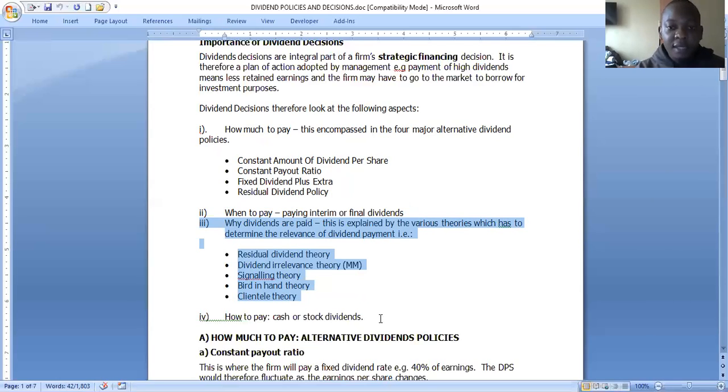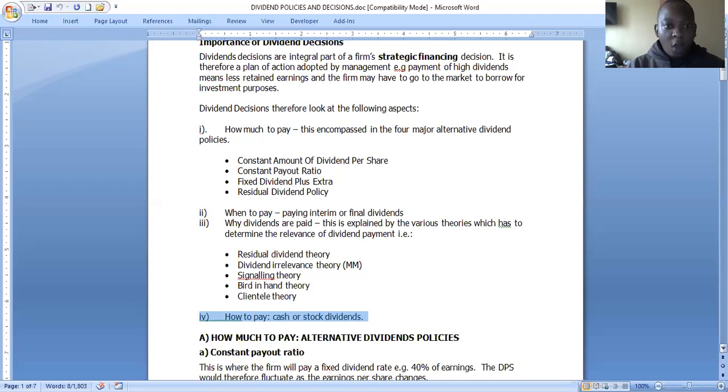And then lastly, the last aspect of dividend decisions is how to pay dividends. So dividends can be paid in two forms. It can be paid in the form of cash, as in the shareholders receive cash from the business as dividends, or it can be in the form of stock dividends, where shareholders are given extra shares.